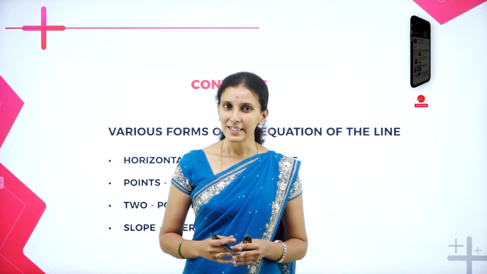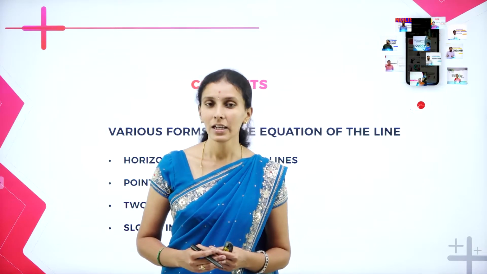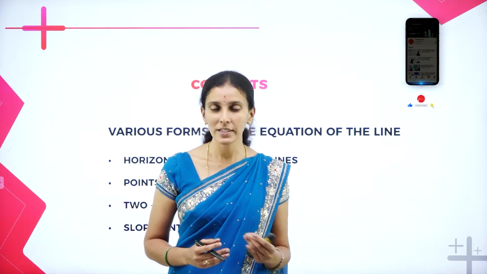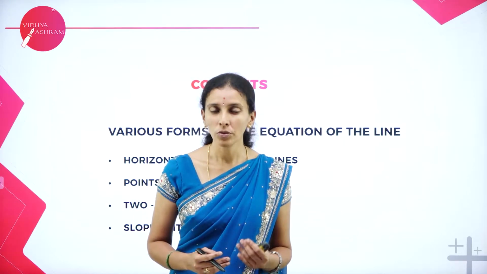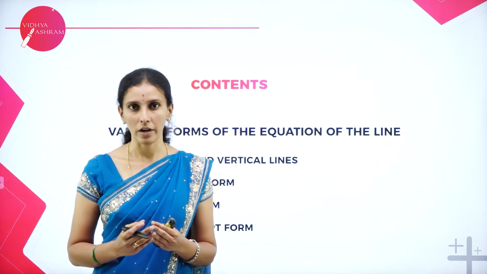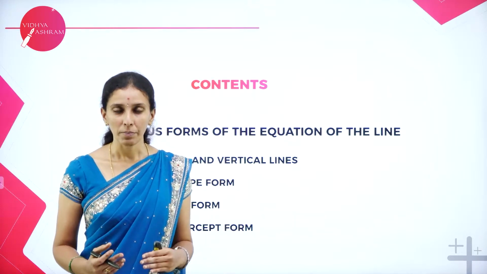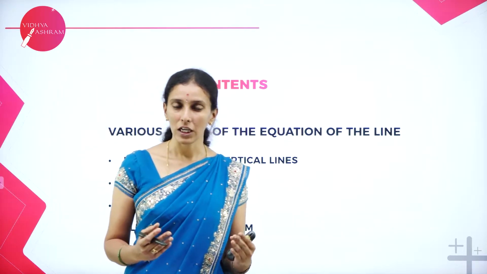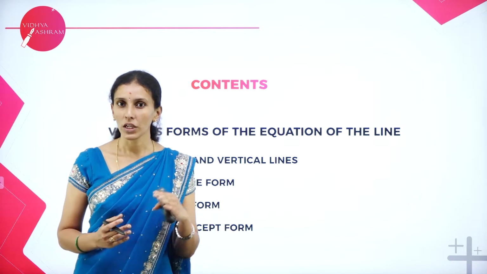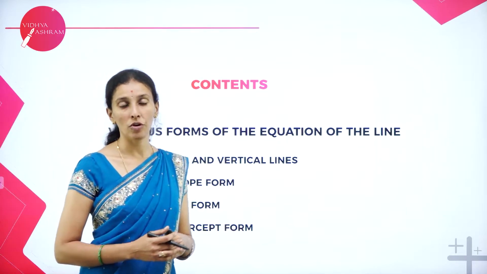So in our previous session, we have learned how to find the slope of a given line, how to find the angle between two lines when the slope is given, and how to prove the 3 points are collinear when the slopes are given, or whether to say the 3 points are collinear after finding the slopes. In today's session, we will be starting with the new concepts, that is various forms of equations of line.